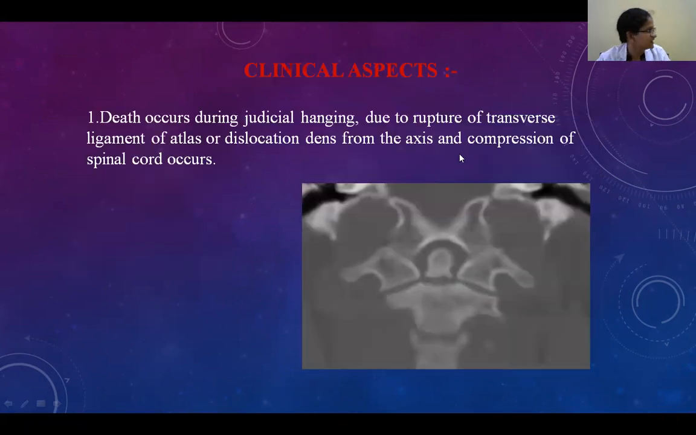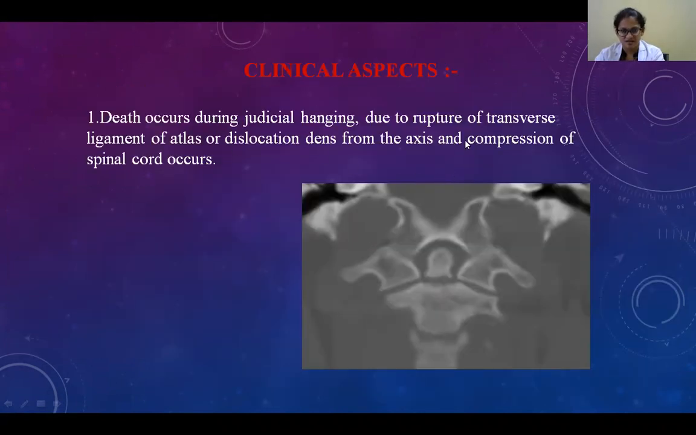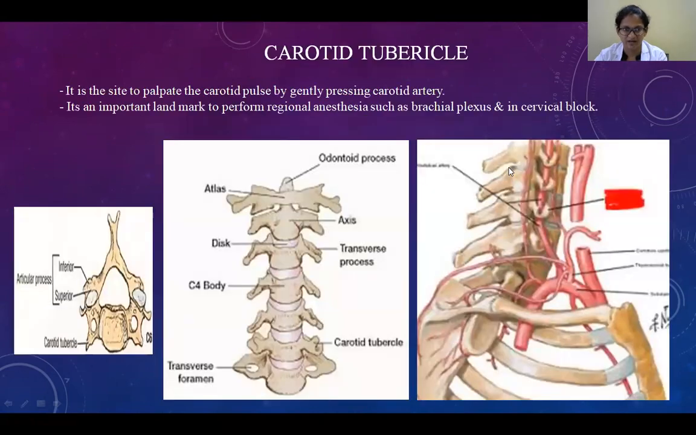These are the ligaments attached to the vertebra. Next, coming to the applied aspects. Death occurs during judicial hanging. Here, the odontoid process is dislocated from the axis and causes compression of the spinal cord. During judicial hanging, there is a rupture of the transverse ligament or dislocation of the dens of the axis, which causes compression of the spinal cord.